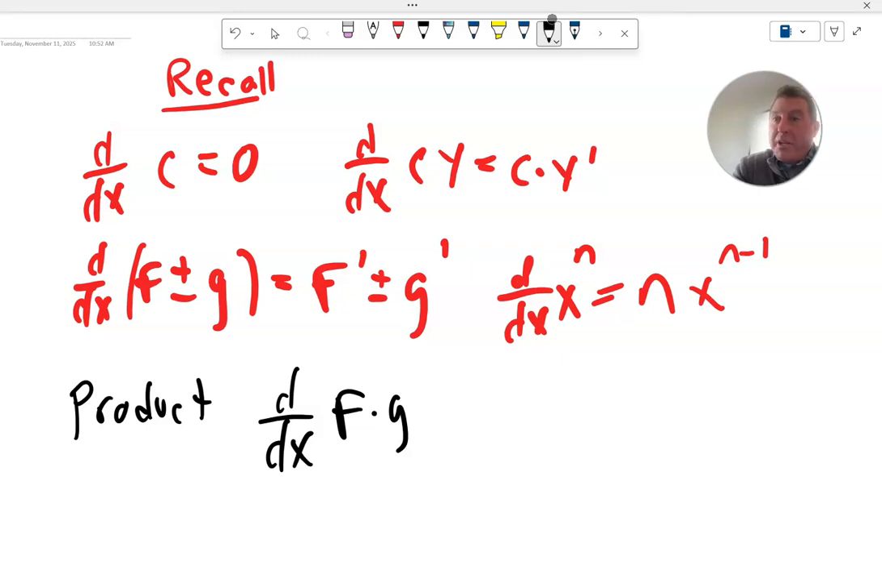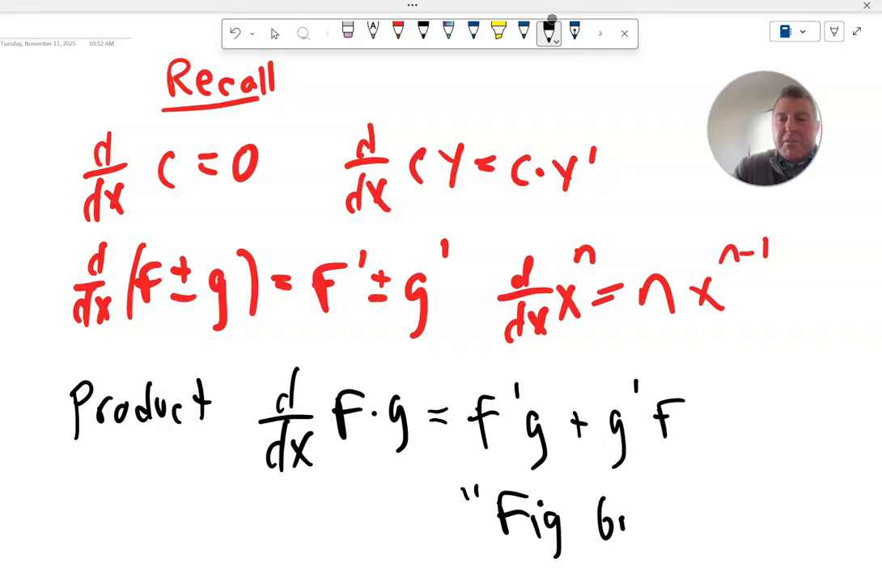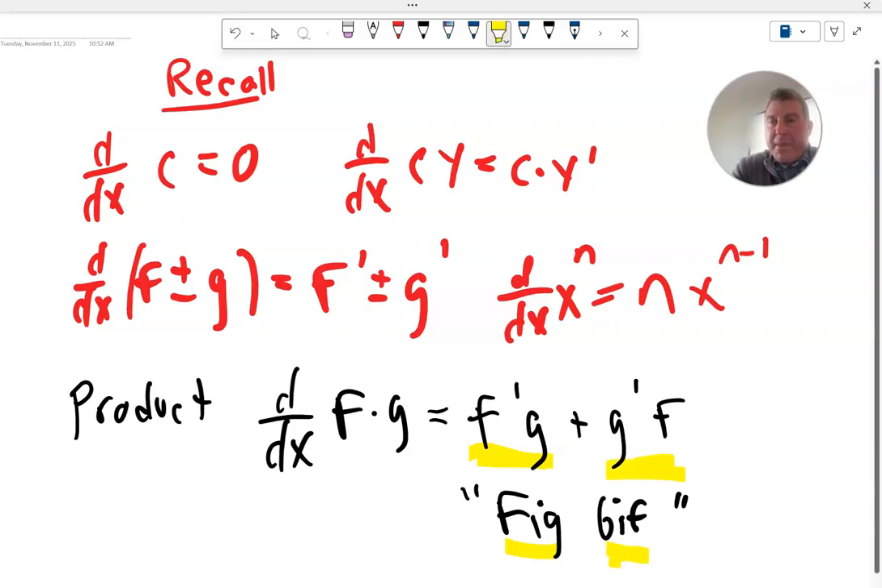If f and g are both functions that contain an x, not constant functions, then what the product rule says, this is a little surprising, is we take the derivative of f times regular g plus the derivative of g times f. And a lot of times guys remember this as fig gif. That's a little way to remember this. f prime g, that's the fig part, plus g prime f, that's the gif part. Okay? So that's what's called the product rule.